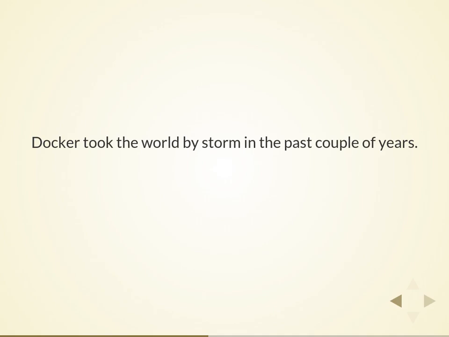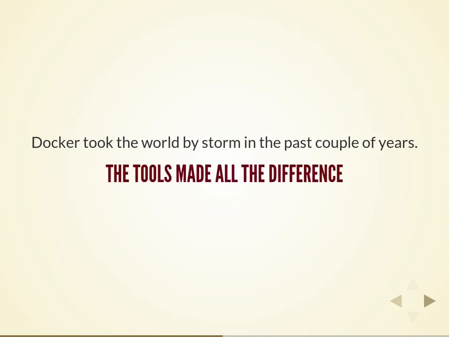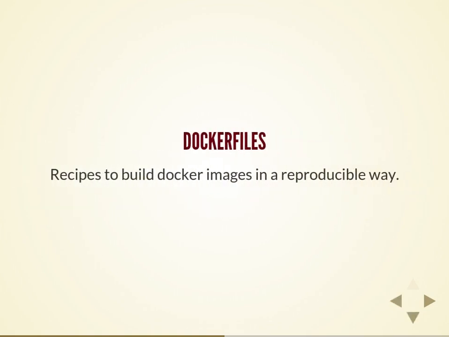As I said, these capabilities were available in the kernel in some way. Why did Docker have this success? Well, mostly because of the tools that it made available. Docker makes it very easy to work with this technology. In particular, I'll talk of two tools. One is Docker files. Docker files are basically recipes to build Docker images.